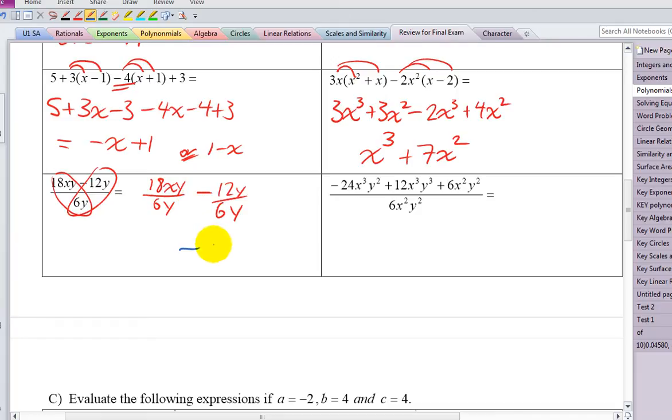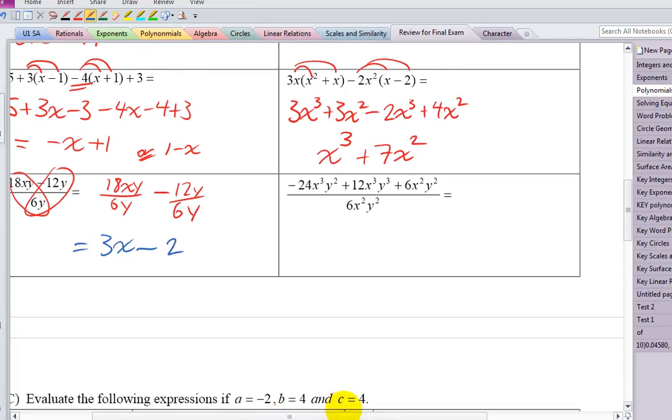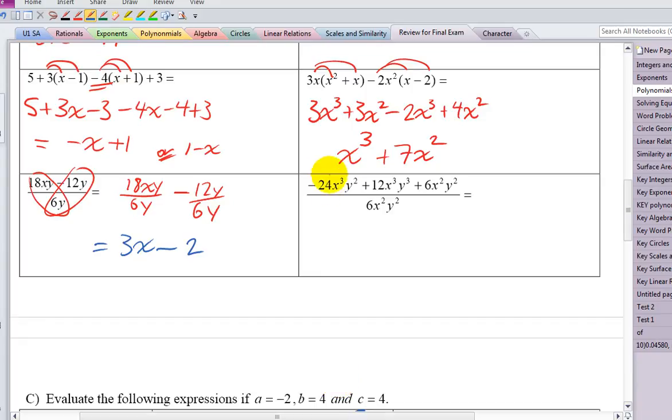Okay. So here at the back we get 2. At the front we get 3x. Final answer, 3x minus 2. Okay. So on the next question, which you're going to do by yourself, we're going to have 1, 2, 3 divisions. Go ahead, do the question.